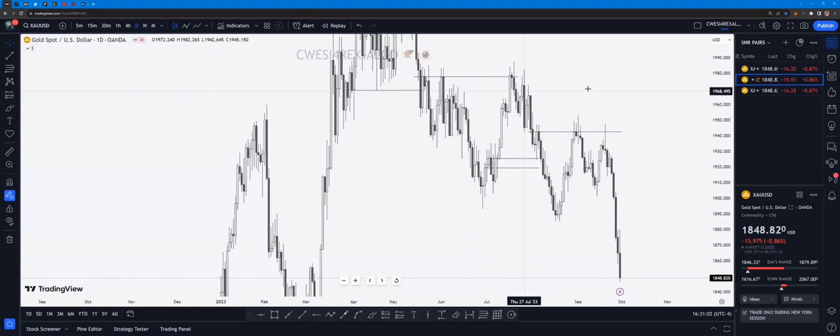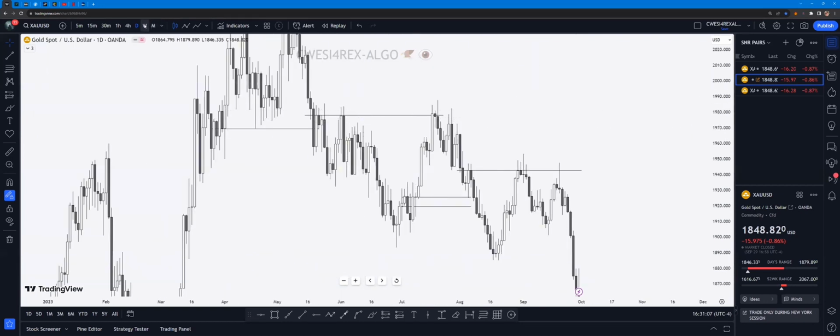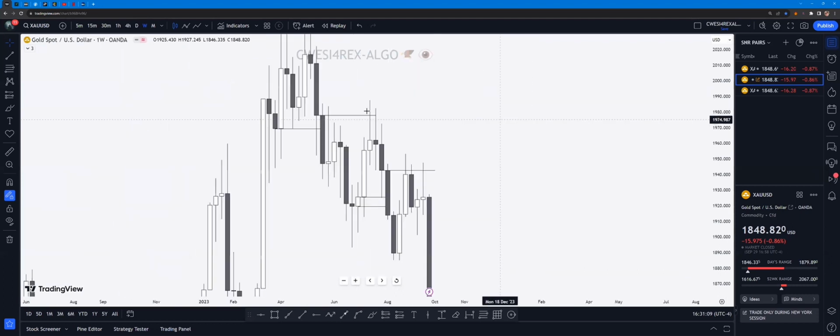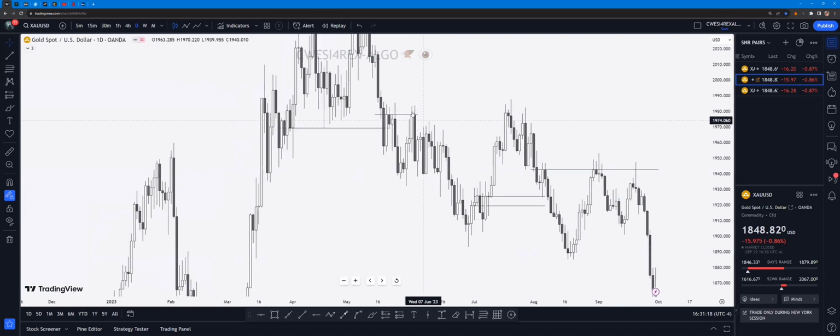So let's quickly go over this one. First, let's start. I said when we have weekly rejecting weekly, we need a daily breakout. So you can see we have price rejecting this weekly over here. Then on the daily time frame, what do you see? You can see we have this breakout over here. You can see this bearish candle. You can see price broke this support over here, right?